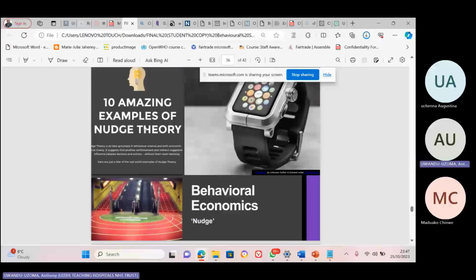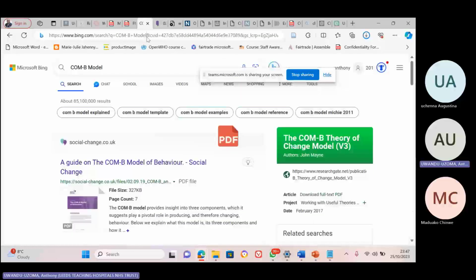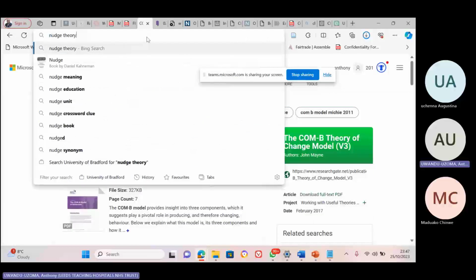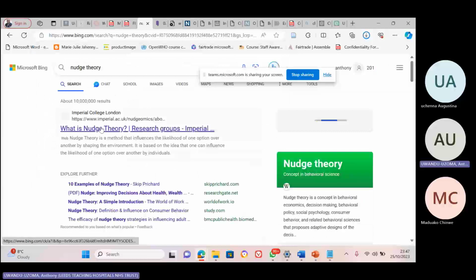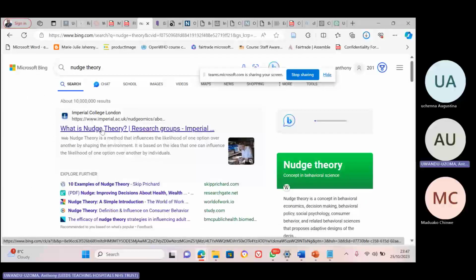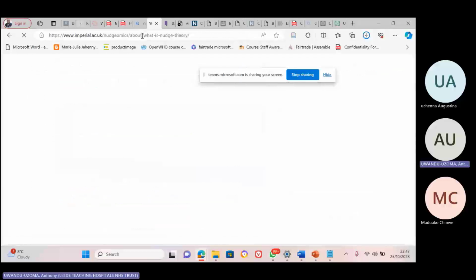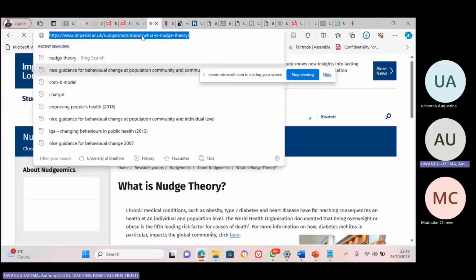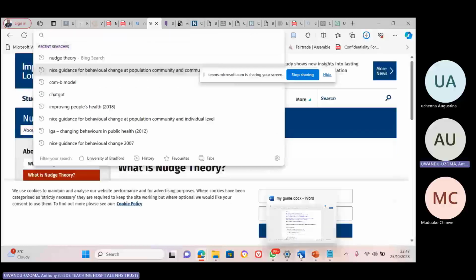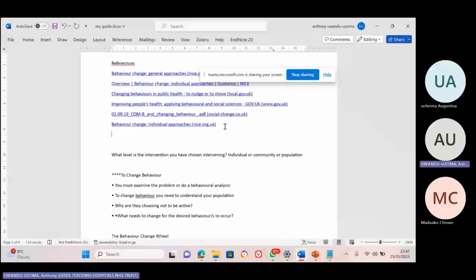Then I'm using examples of nudge theory. So now I need to read nudge theory. What is nudge theory? Simple as that. You type it out. It's even here, just open it. Imperial College London. Simple. So you go and read, just document it. These are the important things that you need to read.